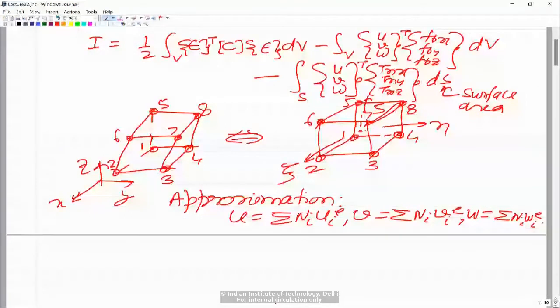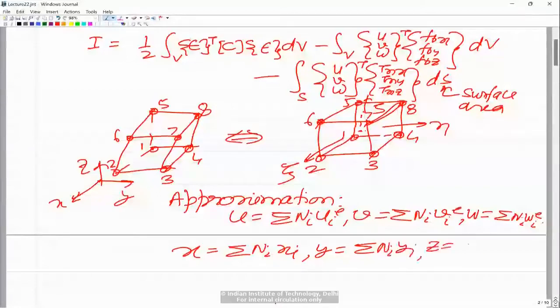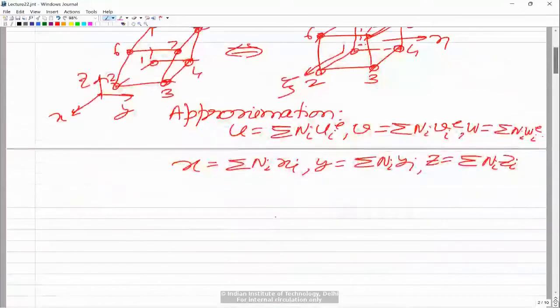And similarly, the coordinates x is written as summation Ni xi, y is written as summation Ni yi, and z is written as summation Ni zi. So this is what we did last class, up to here, after writing the shape functions. So now we need to write the interpolation for all the three displacements together. That is, we need to define the interpolation matrix, similar to what we have been doing in other elements. So the same thing we'll have to do over here.